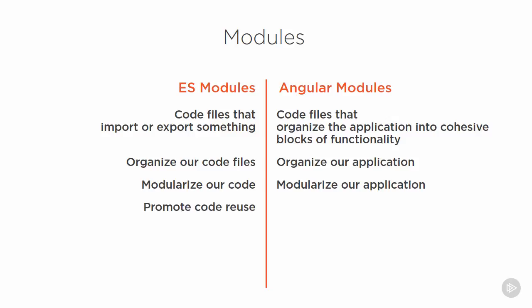ES modules promote code reuse. Angular modules promote boundaries within our application. So ES modules are about code files, and Angular modules are about our application. To keep these terms straight, I'll refer to the ES 2015 modules as ES modules, and Angular modules as Angular modules. With that, we are ready to look at how we load our ES modules and host our application.